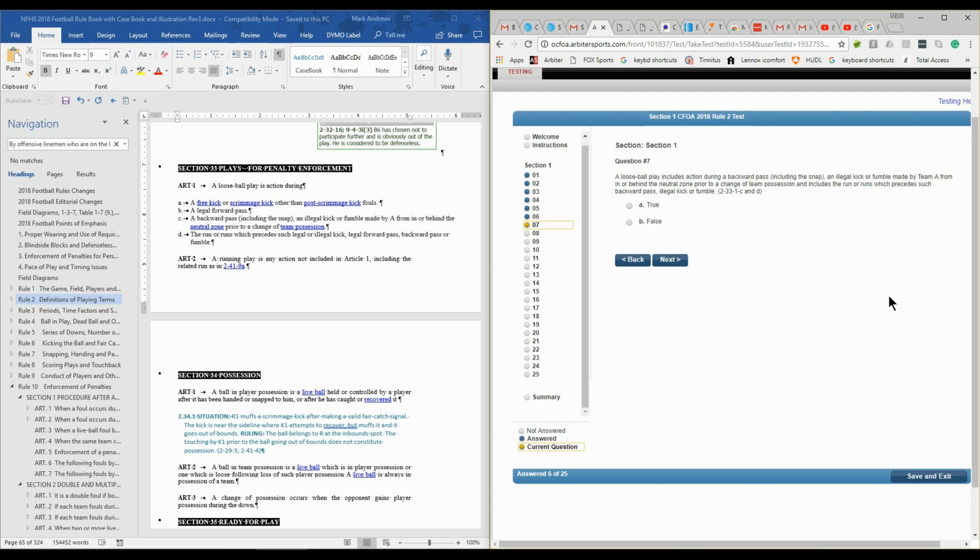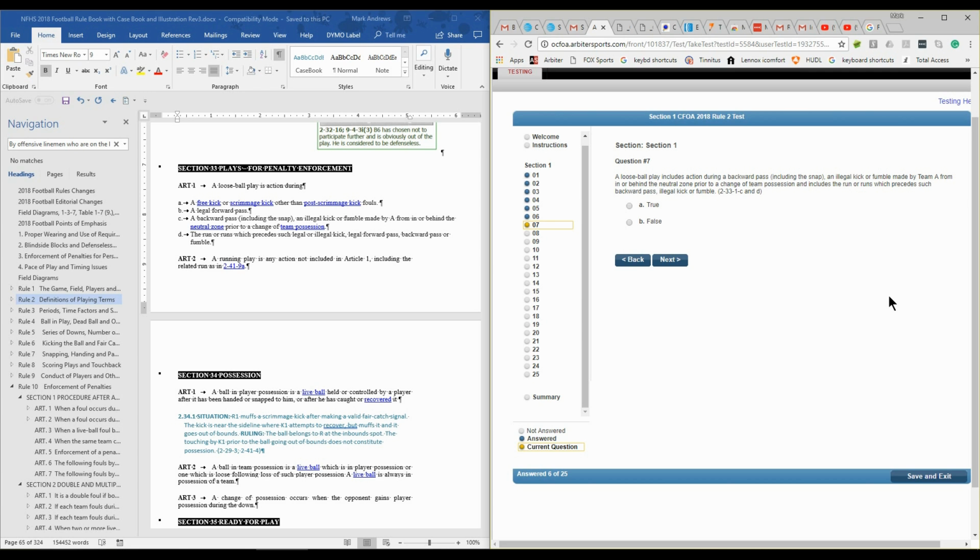Okay, question 7. A loose ball play includes action during a backward pass, including the snap, an illegal kick or fumble made by Team A from in or behind the neutral zone prior to a change of team possession, and includes the run or runs which precede such backward pass, illegal kick, or fumble. Now, I don't like questions like this because it's misleading.